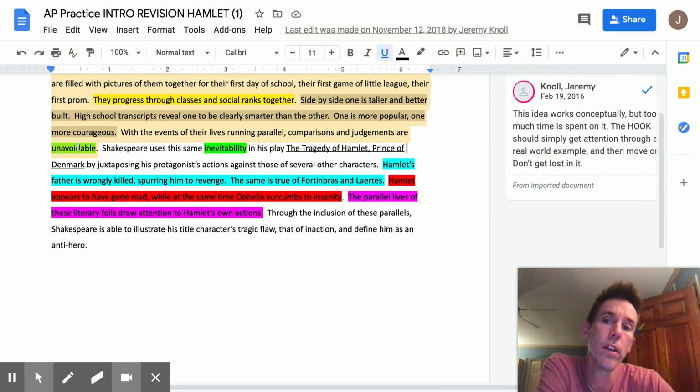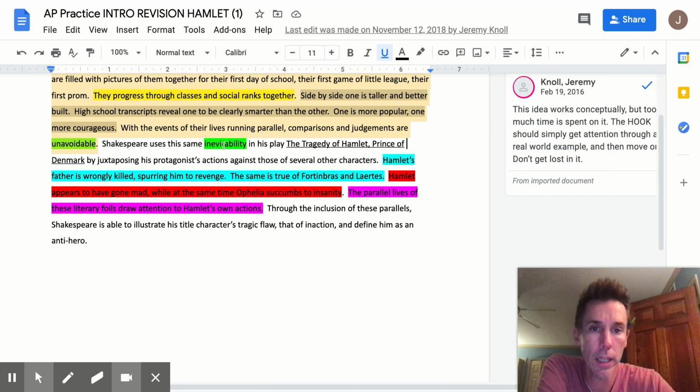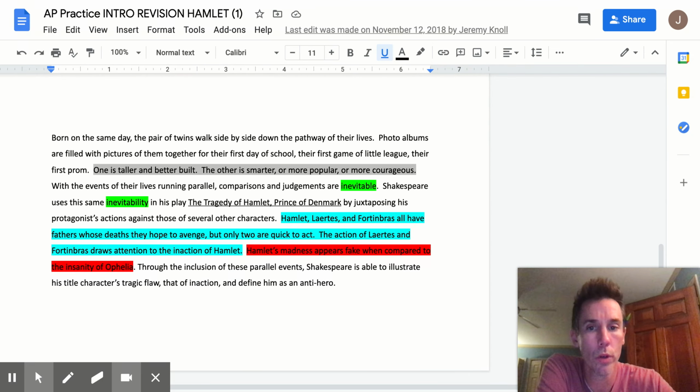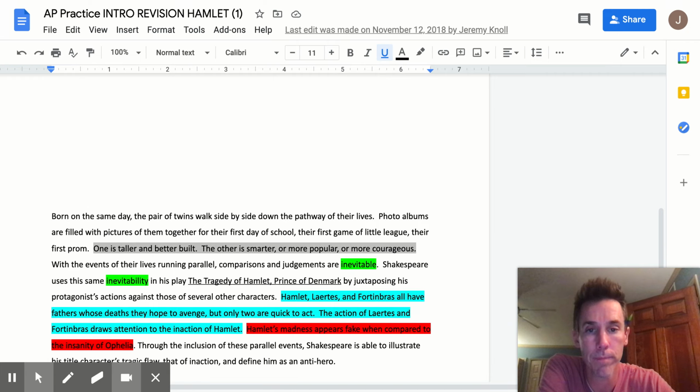The other thing I've done here is I'm trying to transition from the hook to the book in this sentence. So rather than say unavoidable and inevitability, I've matched the language up more directly. I've said inevitable and inevitability. So that language helps pull the reader from the world of the hook into the world of the analysis even better. Shakespeare uses the same inevitability in his play, The Tragedy of Hamlet, Prince of Denmark, by juxtaposing his protagonist's actions against those of several other characters.